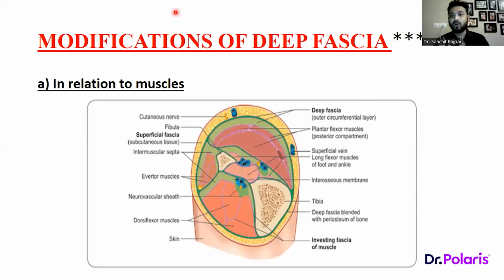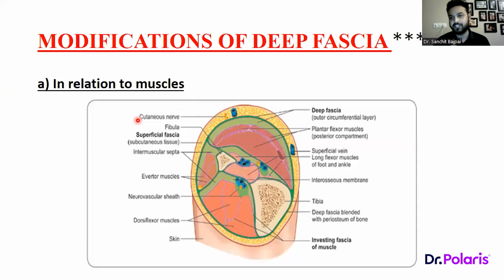And then after that, in the modifications, I have given you seven headings under which seven types of modifications of deep fascia you can write and you can score marks easily. Okay, so you just need to think here, memorize later on. Okay, just understand what I'm trying to tell you. Right now, this first modification of deep fascia is in relation to muscles. Okay, this is how you have to put headings. First heading is in relation to the muscles.